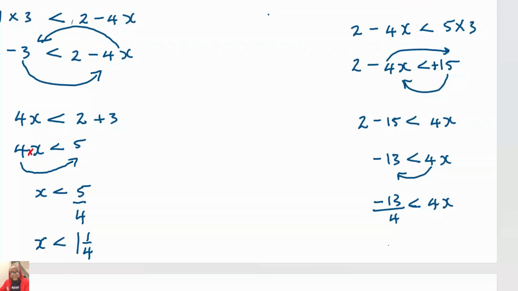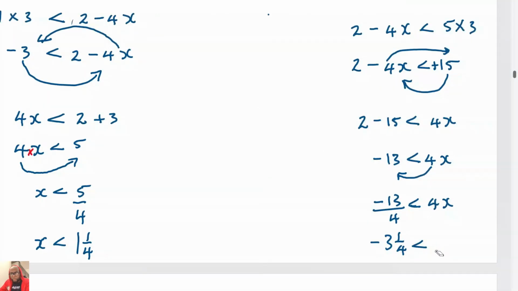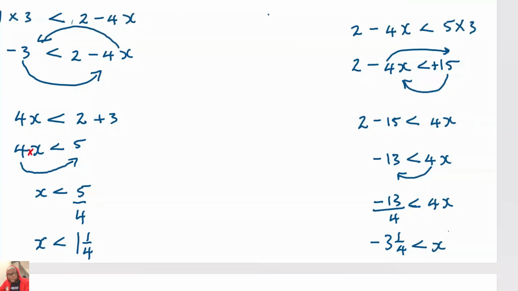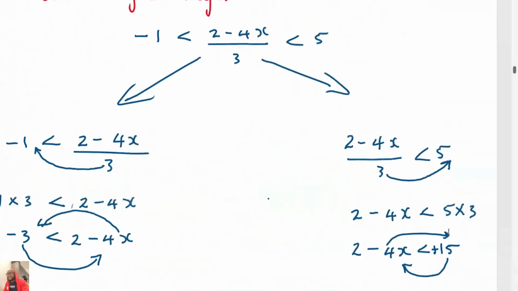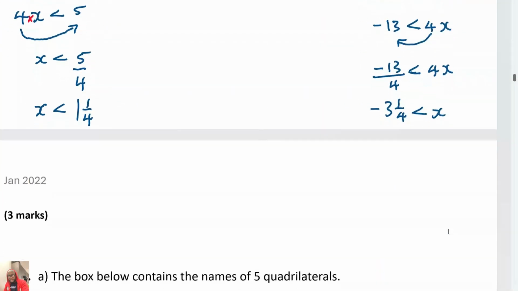So 4 into -13 will be what? That will be -3 1/4 is less than x. Now, I solved my 2 inequalities separately. The question asked us to determine all the integer values of x which satisfy this inequality, right? So we're looking for all the integer values. So we need to bring these 2 together.